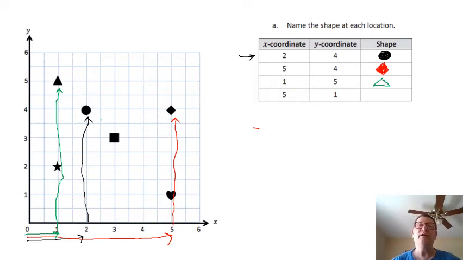Okay. Now our last one. Let's see what pretty color. Purple. Let's do purple. Okay. The last one said go over 5 and up 1. And we can see that our final one would have been the heart. Okay. All right. So that's it for this one.